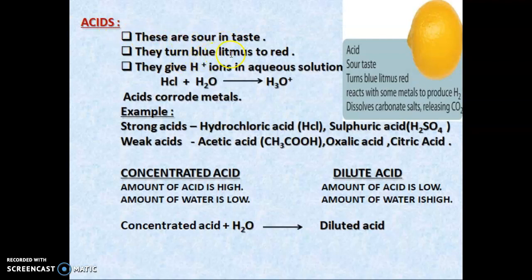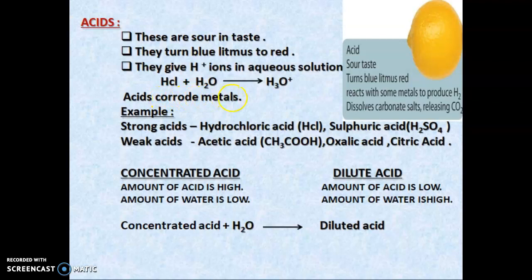They turn blue litmus to red. They give H plus ion in aqueous solution. Aqueous means in water. So HCl is an acid. When it is dissolved in water, that is H2O, it will give H3O plus. So this we call a hydronium ion.